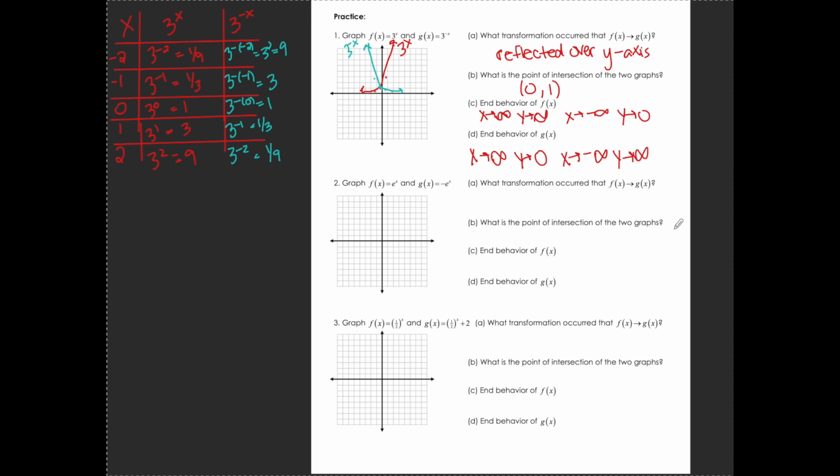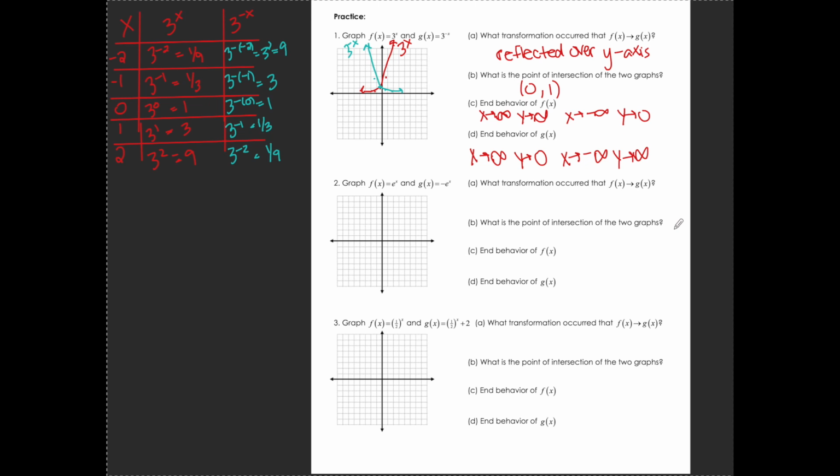Number 2. This one's a little bit different from number 1 in where the negative is. So in number 1, we had 3 to the x and 3 to the negative x. So the x was being negated. In number 2, I have e to the x and negative e to the x.